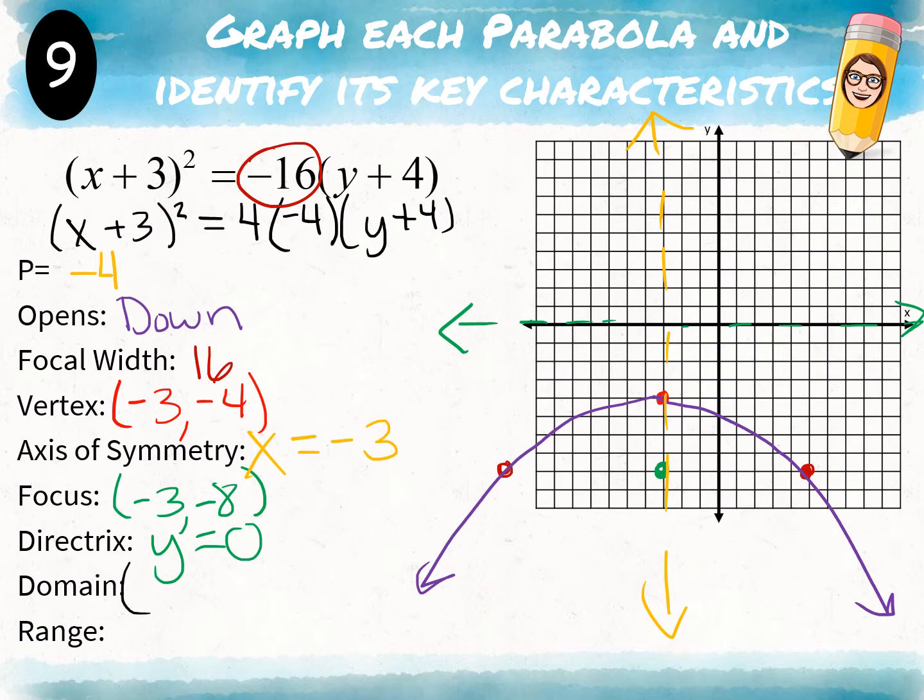You can rely on that. Domain and range, forever left, forever right, because we're dealing with our, dare I say, typical parabolas. Range, forever down, and all the way up to -4 bracket.